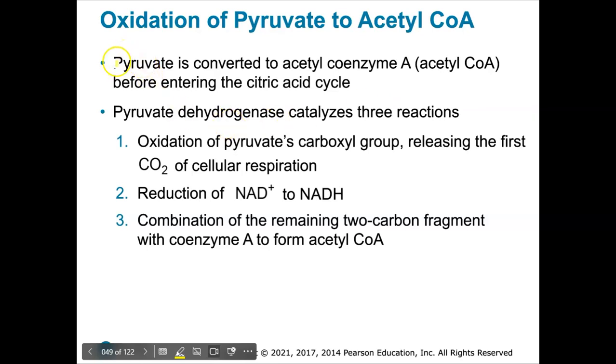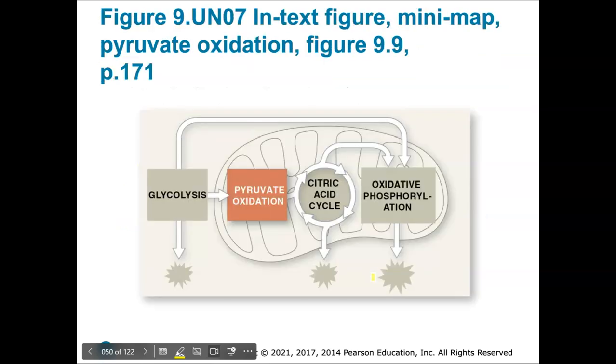So pyruvate has 3 carbons. Acetyl has only 2 carbons. So that extra carbon is released as carbon dioxide. So during this part, oxidation of pyruvate, carbon dioxide is produced, more NADH is produced, and pyruvate is converted to acetyl-CoA. And that acetyl-CoA is going to enter the citric acid cycle. But no ATP is produced during pyruvate oxidation.